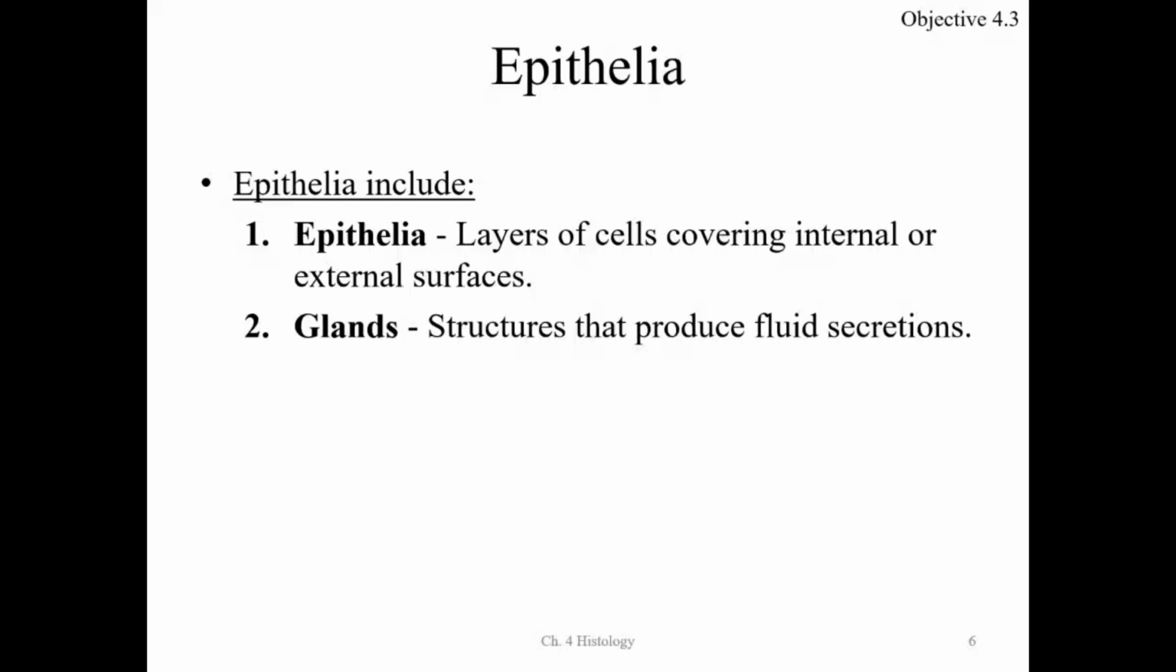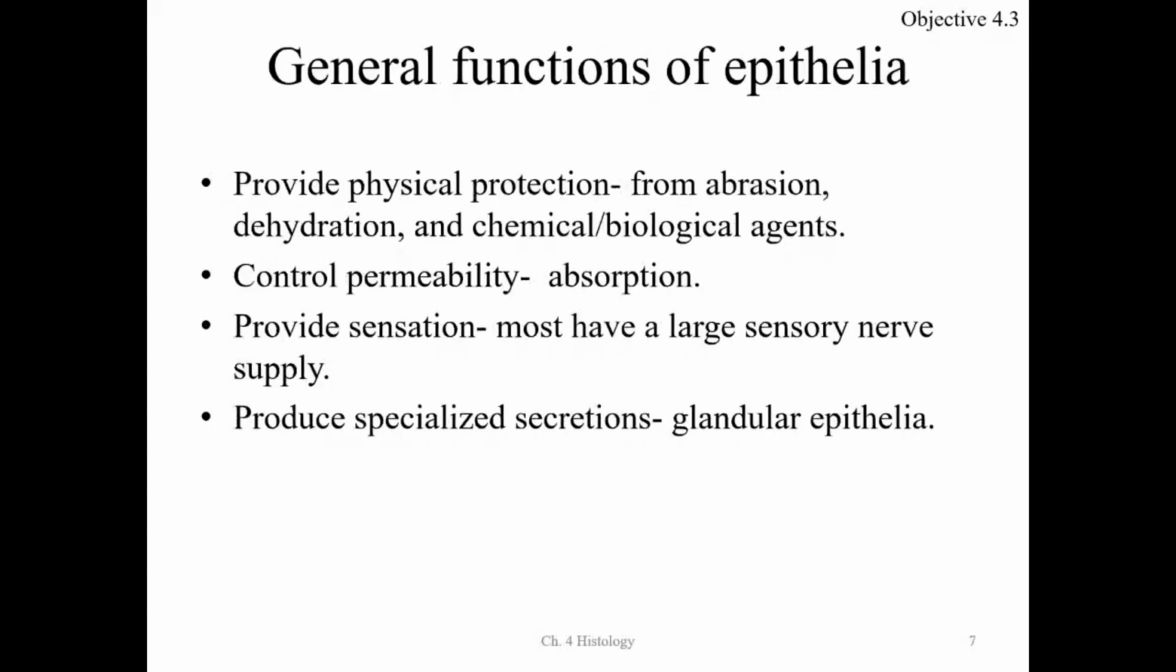This also doesn't just include the cells that line us inside and out. It also includes the structures that produce fluid secretions, and these are glands. Glands are things that produce a fluid secretion, like a hormone or sweat, body oils, that kind of stuff, hormones, etc. So let's take a look at those.